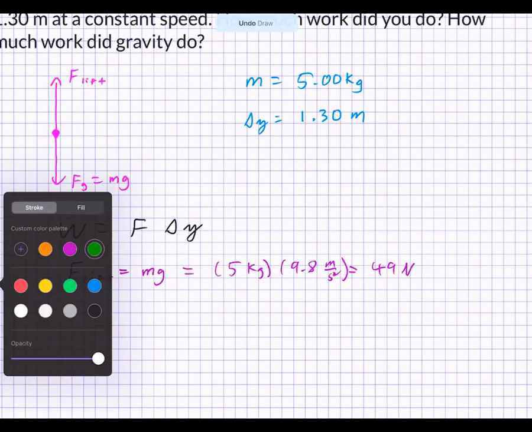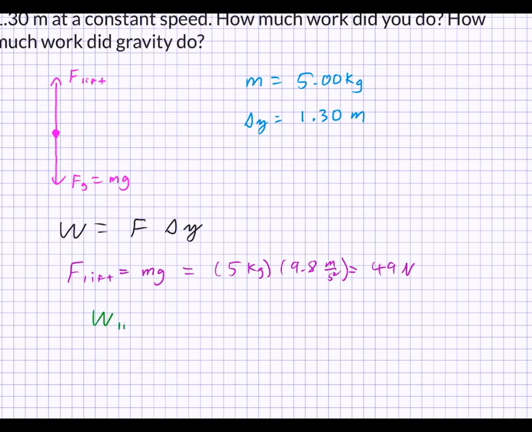So let's now calculate the work done for the lift. The work for the lift is going to be equal to the force of this lift times the distance traveled. And since we are lifting it upwards and it's moving upwards, this is going to be positive. So we have 49 newtons as our force of the lift, and our displacement is 1.3 meters. Right? So that gives us newton meters, joules. That gives us 63.7 joules.